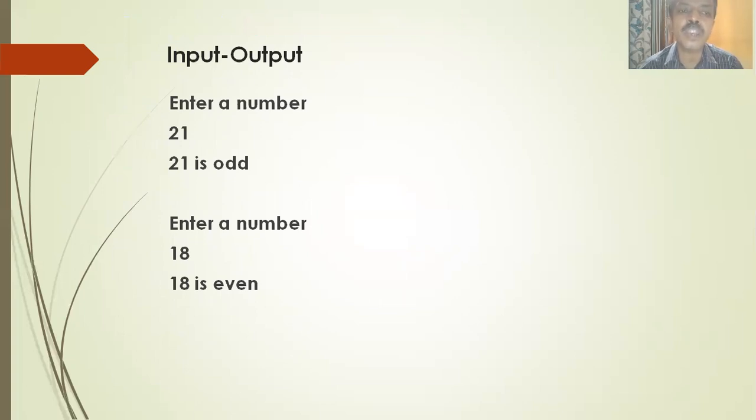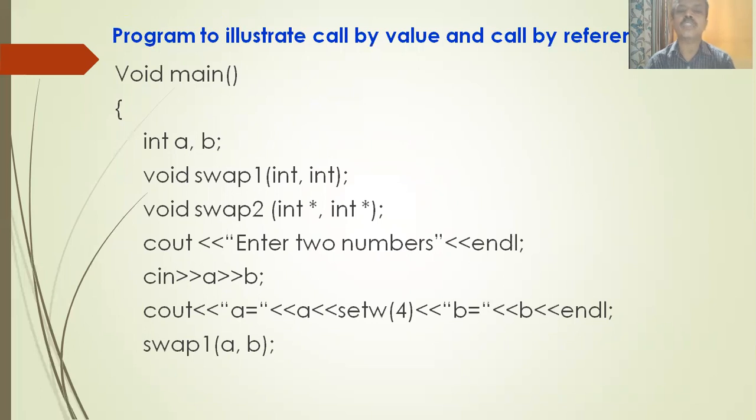Input: enter a number, 21. 21 is an odd number. The second time when you run the program, you give the input 18, and it says 18 is an even number. The fourth program is on how to illustrate the difference between call by value and call by reference. I already studied the concept of call by value and call by reference.